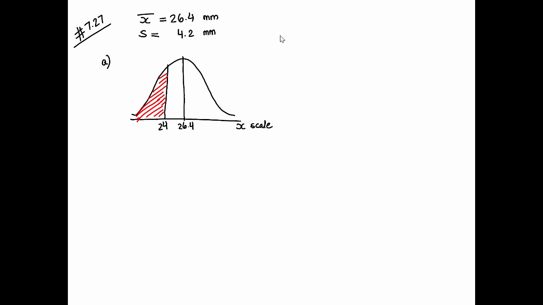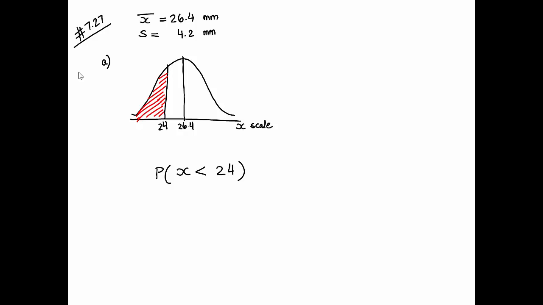So I would go and sketch the normal curve. The problem said it's normally distributed. I would mark the mean in the center. I was looking for less than 24, so I have 24 here, and I shade all the region to the left of 24. To write it down as a probability step, we can say probability that x is less than 24.